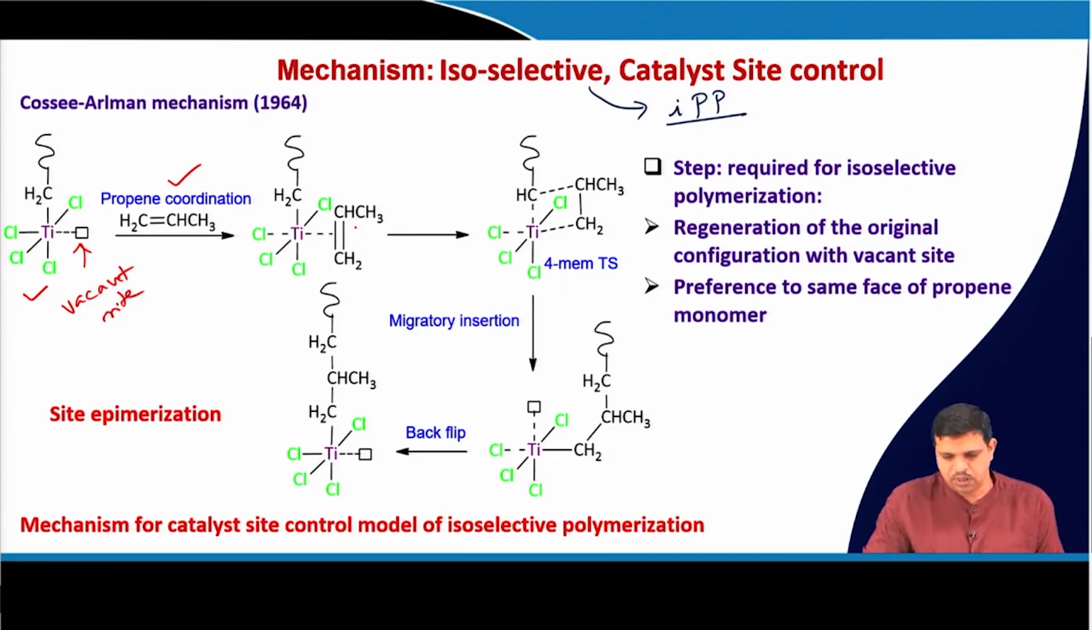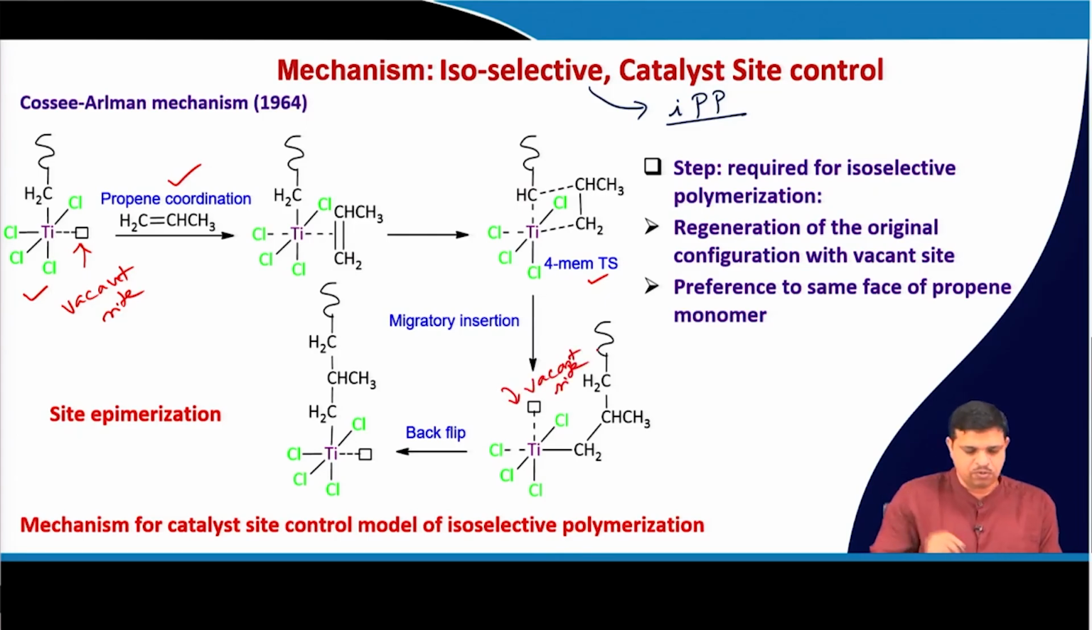Propene coordination is happening, and as we discussed in the last class, the bond breaking and bond forming steps. After coordination, there is a 4-member transition step, and then you will see a migratory insertion reaction. Here the polymer chain has now migrated. So now what has happened? This is my vacant site.